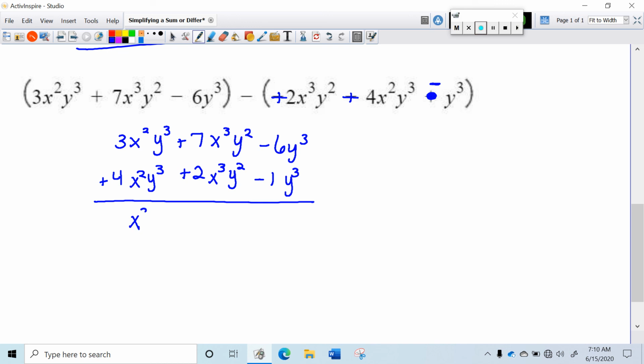So, for my x squared y cubed, 3 plus 4 is 7. For my x cubed y squared, 7 plus 2 is positive 9. And for the y cubed, a -6 and another -1 is a total of 7 negatives.